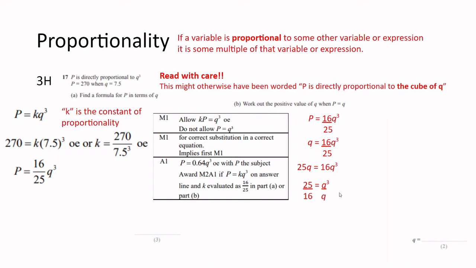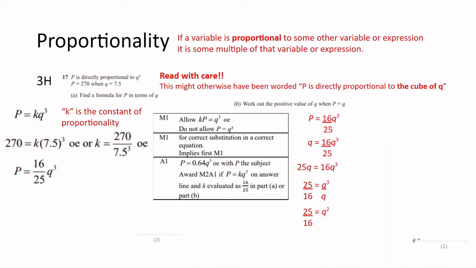Now that might look a little bit confusing for you, but by laws of indices, we've got the same base here, q cubed divided by q. If there's no power there, it's a power of 1. And remember, when we're dividing two terms with the same base, we can subtract their indices. So we'll do 3 minus 1. So 25 over 16 is equal to q squared.